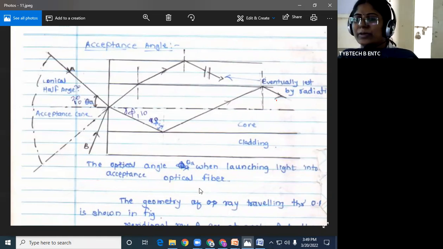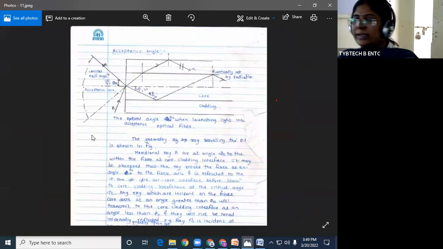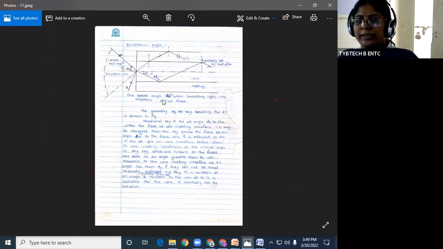So you have to remember formula also for this. So what is the formula for critical angle?